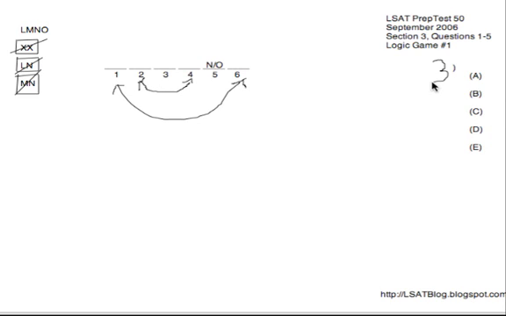Next, number 3, if the only airlines used were M, N, and O. So right away we know that L is not going to be picked. We only have 3 things to choose from, and so things are going to be incredibly limited here. They're telling us also that O has to be on 5.